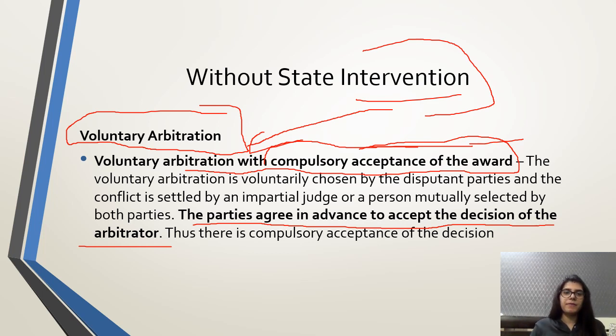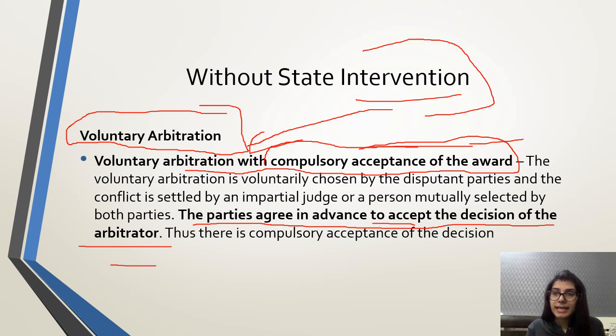So here the parties agree in advance to accept the decision of the arbitrator. Before appointing the arbitrator, or when the arbitrator has come, before the arbitrator starts the whole resolution mechanism, the parties agree that whatever decision is given by the arbitrator, even if it is not in anyone's interest, both the parties would agree. So this is voluntary arbitration with compulsory acceptance of the award. An award is the decision related to the dispute, okay.